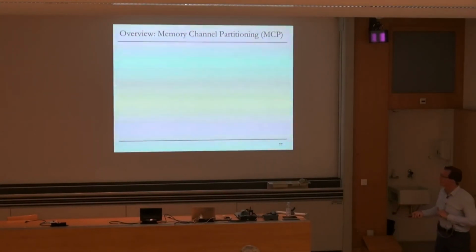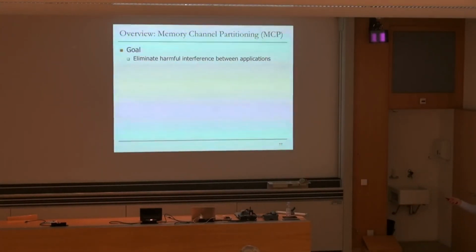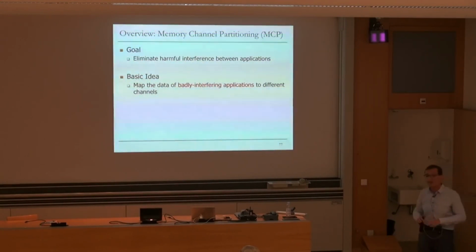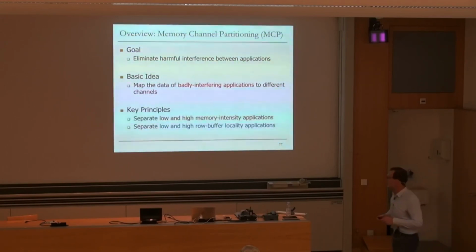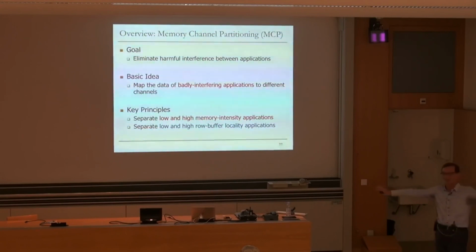So what's the overview? Let's take a look at it. The goal is to eliminate harmful interference between applications. The basic idea is map the data of badly interfering applications to different channels. We're going to define badly interfering in a little bit. And the key principles are very simple. Separate the applications that have high intensity and low intensity, mice and elephants, put them in different channels such that elephants don't kill the mice. And separate applications that have low and high row buffer locality, because this is a similar situation where a high row buffer locality application can deny service to the low row buffer locality application.